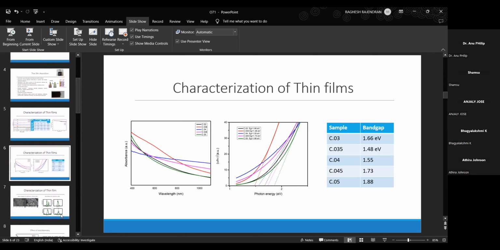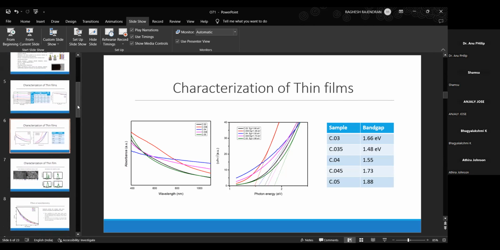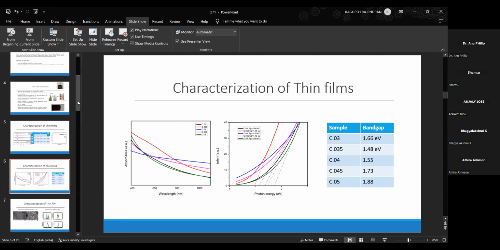Okay. Then how can you determine the direct band gap material? Yes, it's a direct. Actually, it has been reported that the material can have both direct and indirect band gap. And I found my material as direct band gap material. It is ranging from 1.48 to 1.88 eV in these deposition conditions. Okay, thank you.